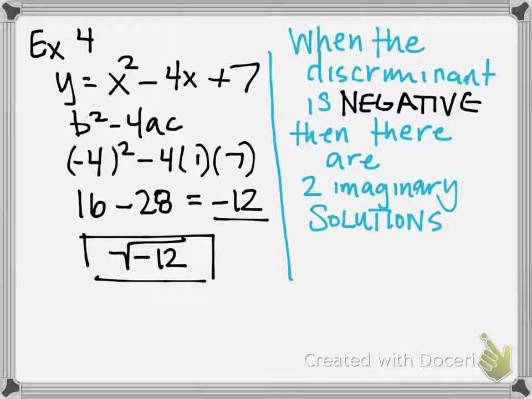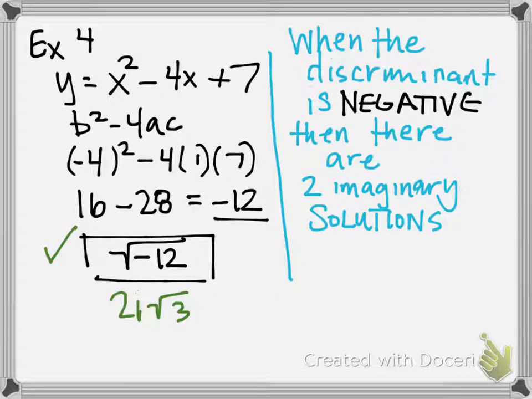Next example. Here's the problem. The formula, I plug it in. The discriminant equals negative 12. So this is what it would look like in the quadratic formula. Well, we know that when we have a problem like this, we're going to have an i in our answer. This one would simplify actually to be 2i square root 3. When the discriminant is negative, then there are two imaginary solutions.